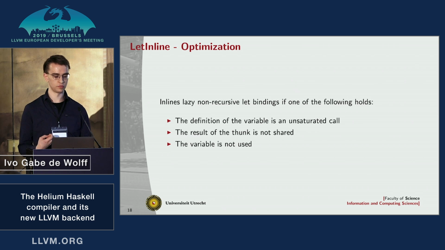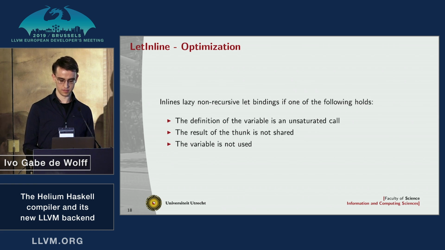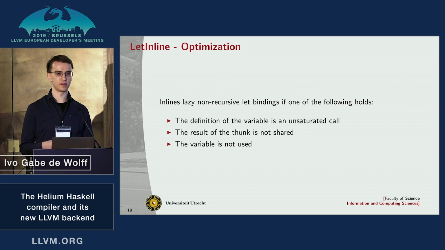The second rule is if the result of the thunk is not shared. So if you can, based on the AST, derive that the variable is only used once, or if it's used multiple times but in different branches of the execution, then we do not lose the sharing and we may inline it. And the last rule is if the variable is not used, and that may not sound like inlining, but we inline it to all of its uses, namely none. It's mainly because it was easy to implement it in this pass.